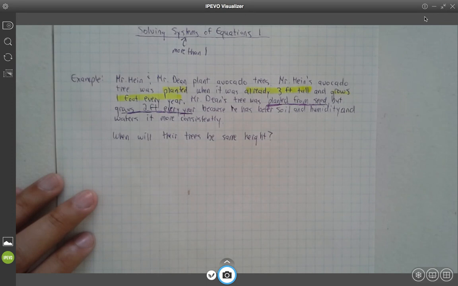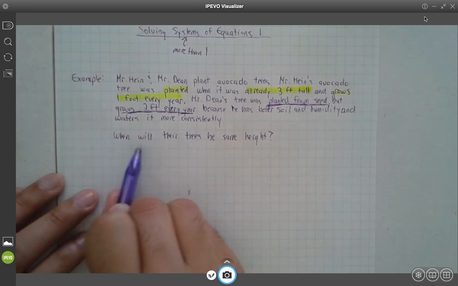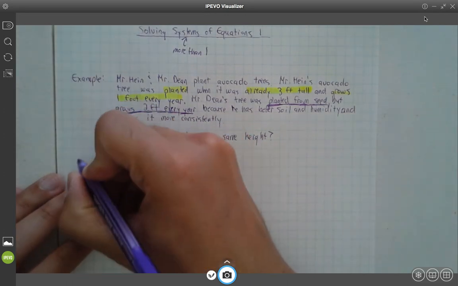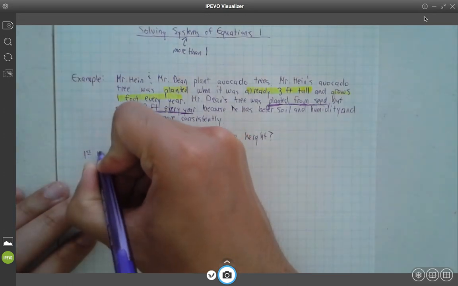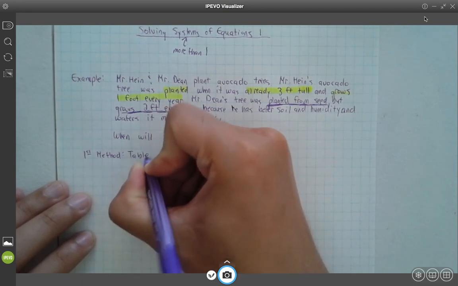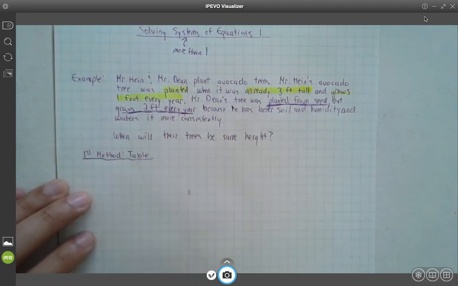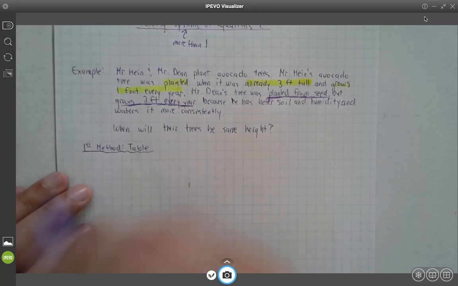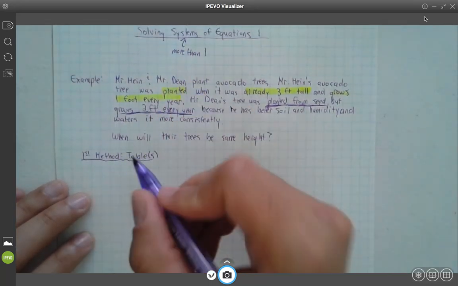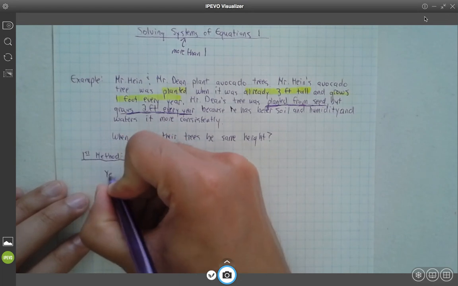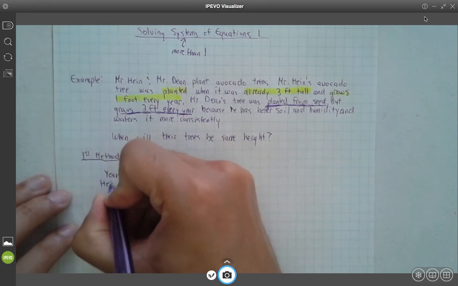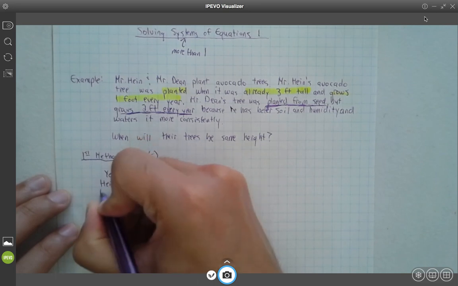But anyway, side note, the question here is when will their trees be the same height? Okay. Now there's two ways we can solve this. The first method we're going to do is with a table. Okay. And how would this look? So it actually wouldn't be one table, it would be two tables because there's more than one thing going on here. So I might make my first table where it's going to be years, and we'll call this the height of Hein's tree.